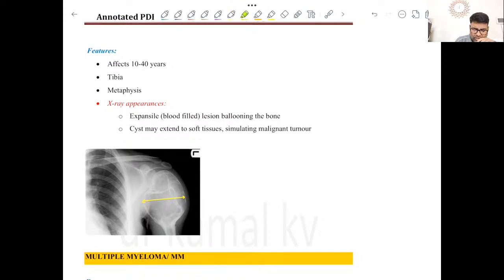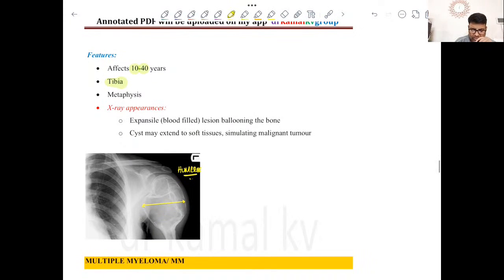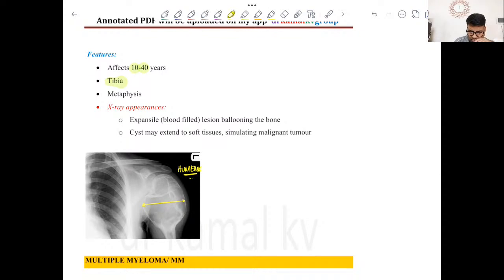Now this affects patients of 10 to 40 years, and commonly it is seen in the tibia, although this one is again of the humerus, unfortunately, because that might just confuse you. So commonly it is in the tibia, and again this region is the metaphysis. Okay, so this is also the same for simple bone cyst and aneurysmal bone cyst.